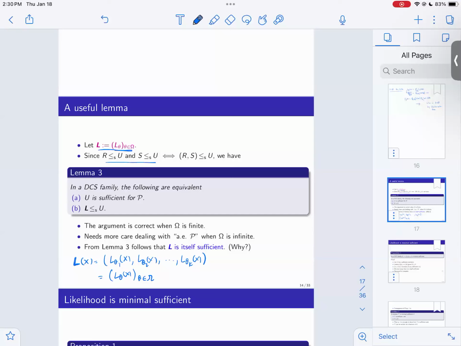The definition is that for whatever sufficient statistic, I should be able to write L as a function of U. So this is saying that that's possible, and also saying that L itself is sufficient. So L is sufficient, and for any sufficient U, I can write L as a function of U. A implies B, and B implies A gives you that L is sufficient. A implies B says that L can be written as a function of any sufficient statistic.